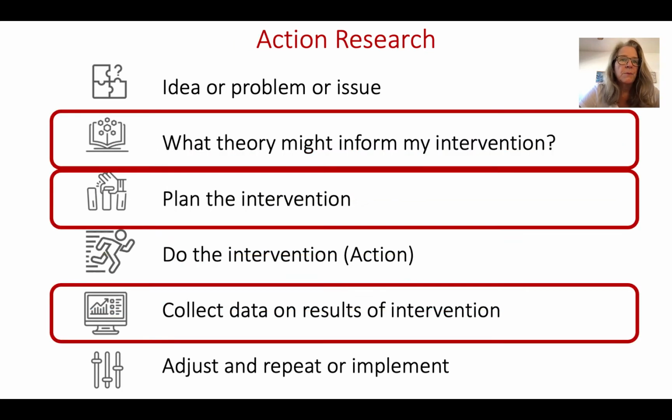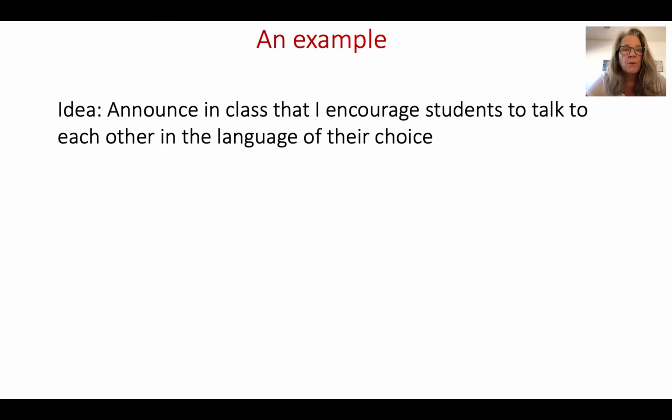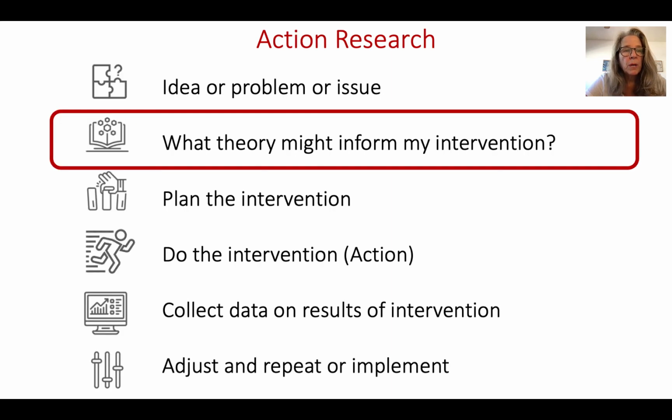Now, because in action research we often skip these 3 steps, I'm going to go ahead and go through an example so that we can see how to apply all the steps. So an example might start with an idea. You announce in class that I encourage students to talk to each other in languages of their choice. And I might have heard other people talk about this idea of meeting people where they are. And so I think, this might be a good idea. And then what we're going to do next is, well, what theory might inform this intervention?